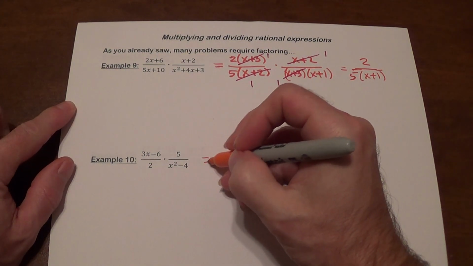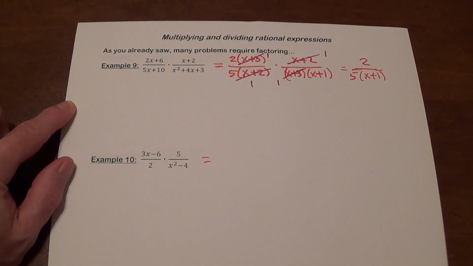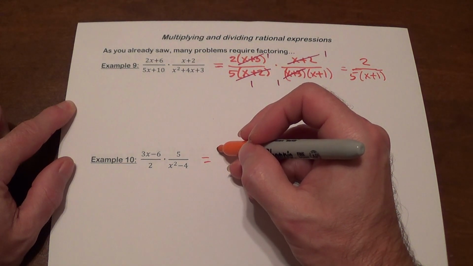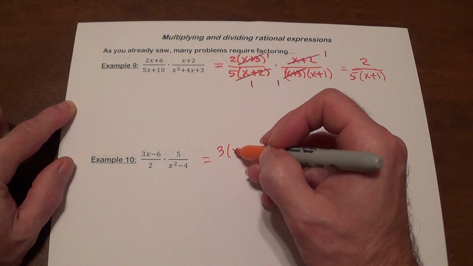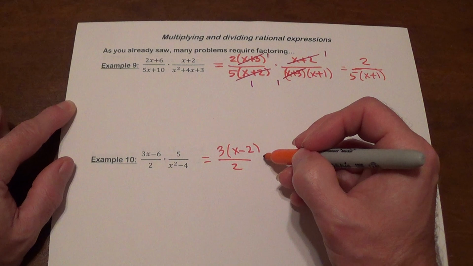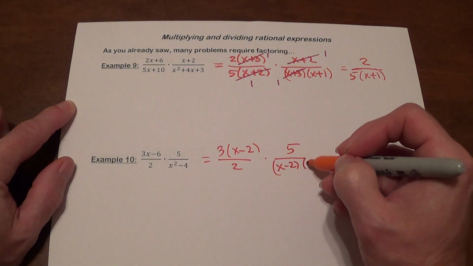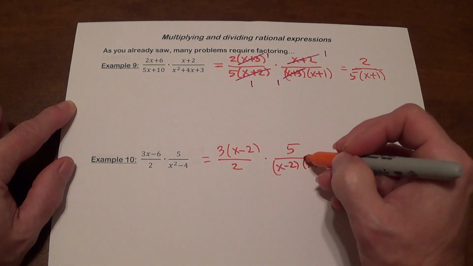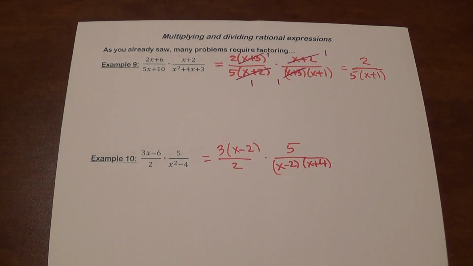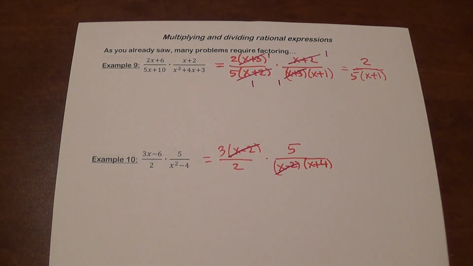Example 10. We don't see anything here that can cancel right now, so simplify. So we're going to factor 3 times x minus 2. There is a common factor of 3 that you can take out, divided by 2 times 5, and here we're going to have x minus 2 times x plus 2. The denominator of the second rational expression is a difference of squares. And we have x minus 2 that we can divide. Okay.